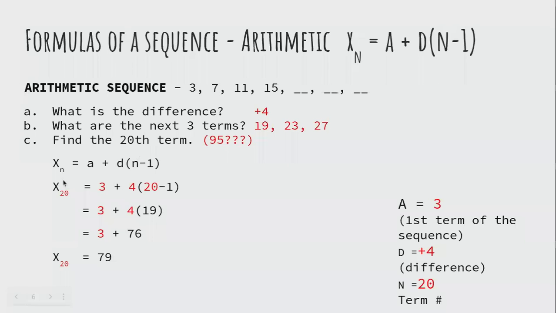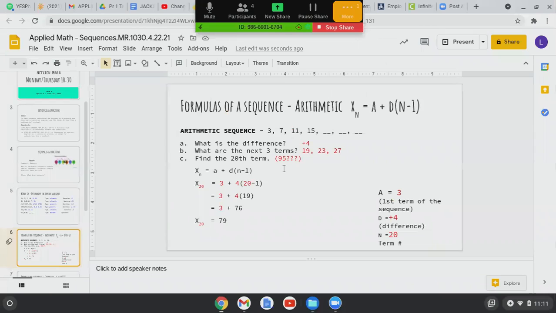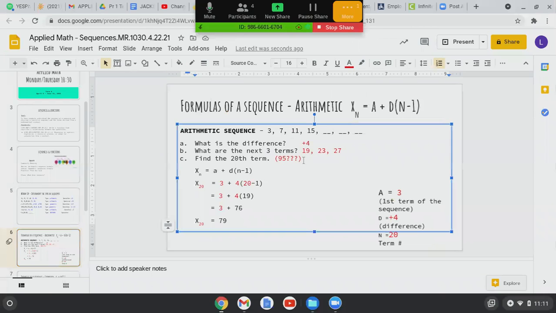So again, first, do the substitution. Replace as many variables as you can with their proper value. And then do order ops.